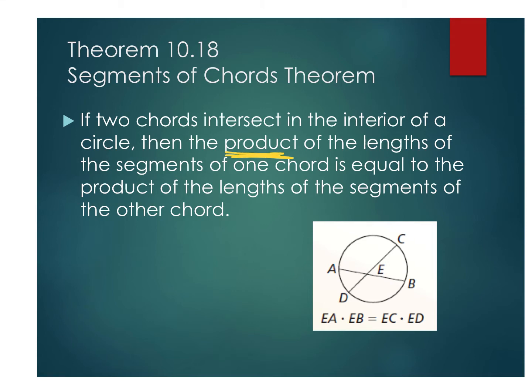So what it's stating here is that this segment EA, which is right here, times this segment EB is equal to segment EC, which is here, times ED, which is here. So it's telling us their products are congruent, not that the chords are congruent.